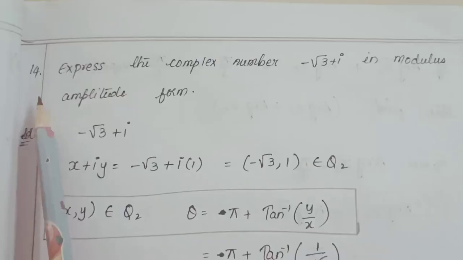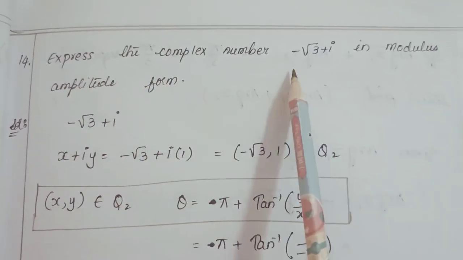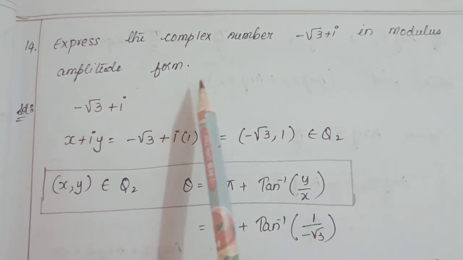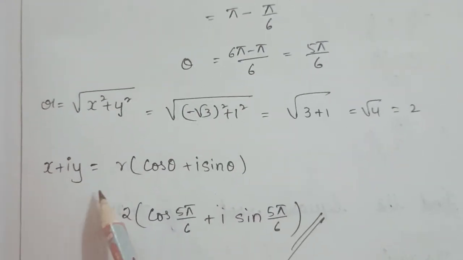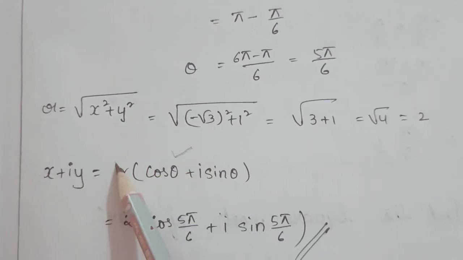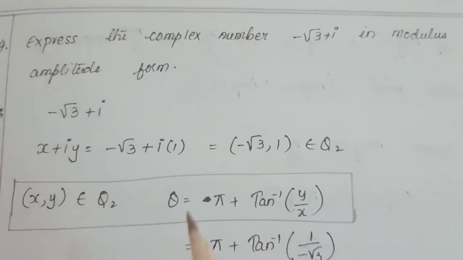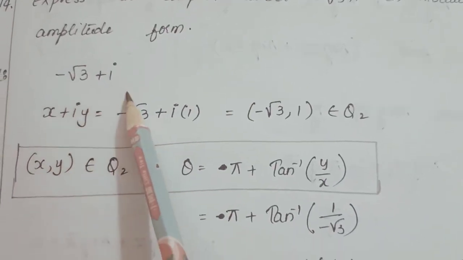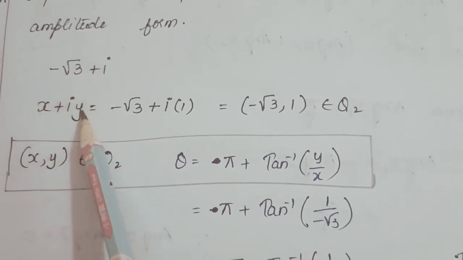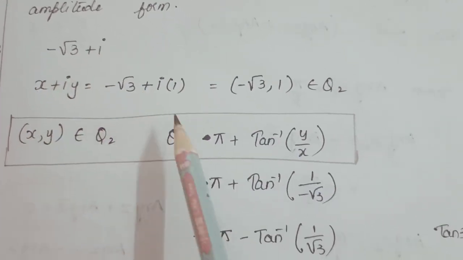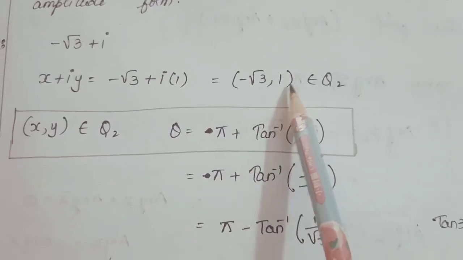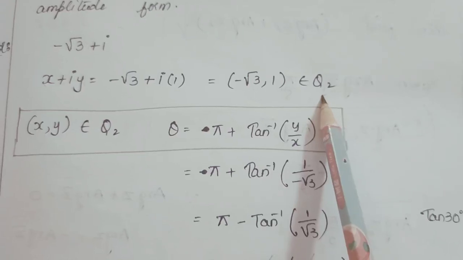Question number 14. Express the complex number minus root 3 plus i in modulus amplitude form. Modulus amplitude form is nothing but x plus iy is equal to r into cos theta plus i sin theta. For this we want the theta and r values. See here, our question is minus root 3 plus i. So it is in the form of x plus iy. X is minus root 3. Y is 1, the coefficient of i is 1. So the point is minus root 3 comma 1, which belongs to quadrant 2.